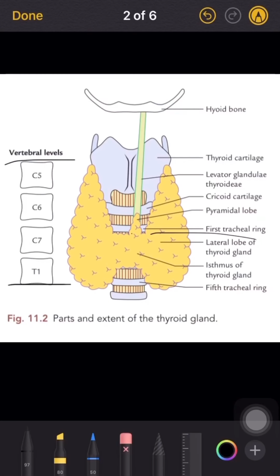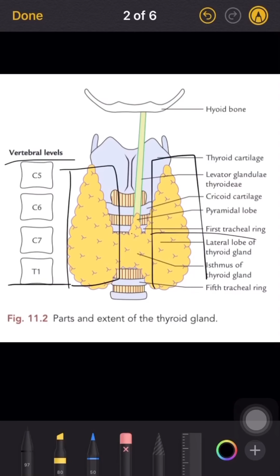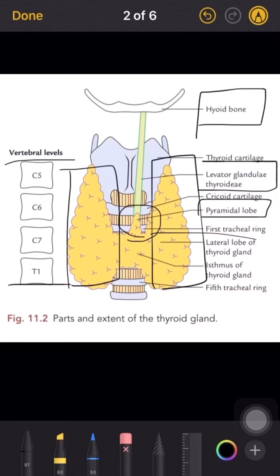Let's discuss the parts of the thyroid gland. So there are two lateral lobes and one isthmus which connects the two lateral lobes, and here you can see that there is an upward projection from the isthmus which is towards the left of the midline, and this is called the pyramidal lobe. Sometimes this pyramidal lobe is connected to the hyoid bone through a muscular or the fibromuscular band which is called the levator glandulae thyroideae.